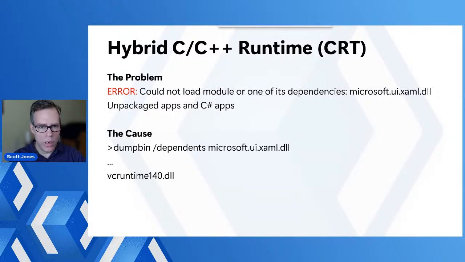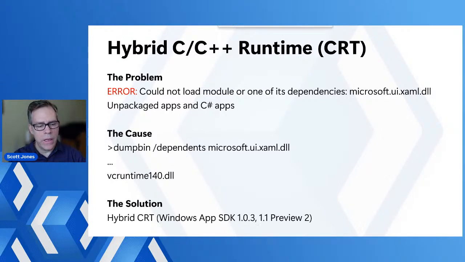And so if you were an enterprising developer and could track all this down, you would discover this linkage of our binaries to VC Runtime 140 and other DLLs. And so the solution that we came up with was what we call hybrid CRT, which as of yesterday is now available in Windows App SDK releases 1.0.3 and 1.1 Preview 2.